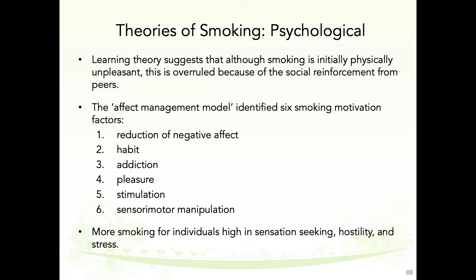And so if you study this, at the level of affect, emotion, managing your emotions, you can think about 6 psychological motivation factors: reducing negative emotions, habit, addiction, pleasure, stimulation, and sensory motor manipulation. And several of these look very different than the biological, sort of pharmacological solutions. We can observe through study that individuals smoke more when they're high in sensation seeking, which is a personality trait associated with liking intense emotions, and for people who are higher in hostility and stress.